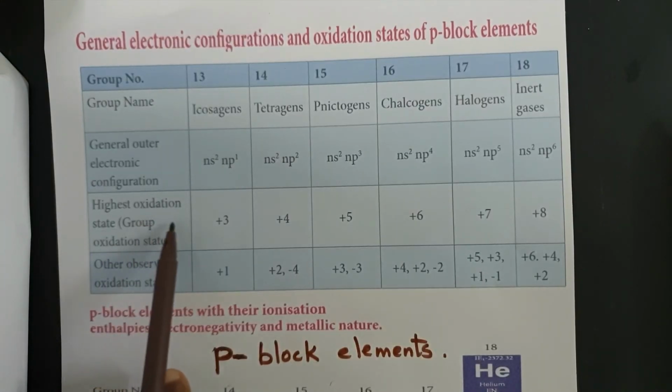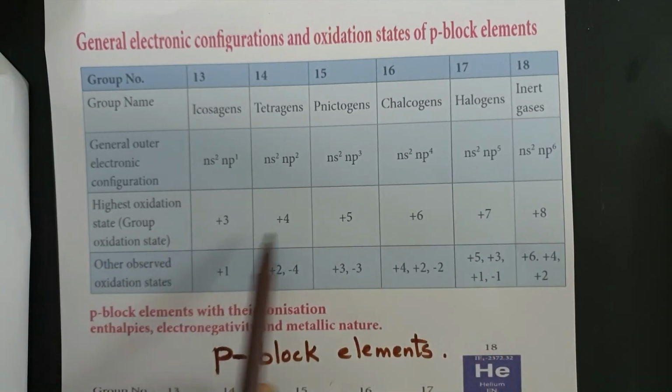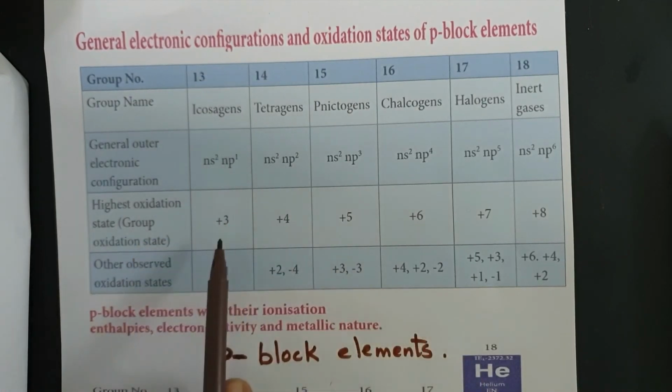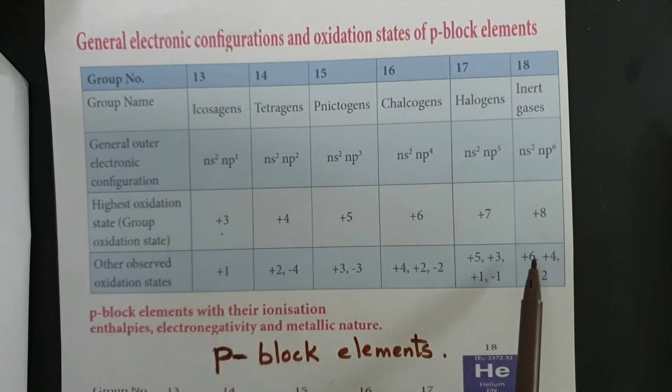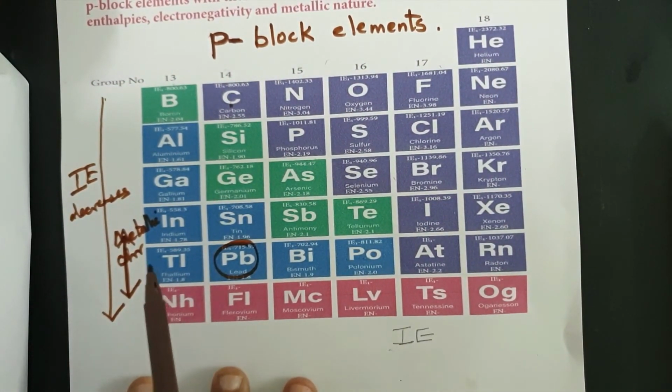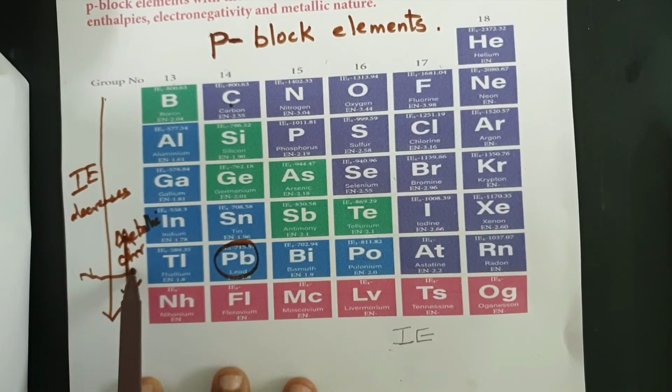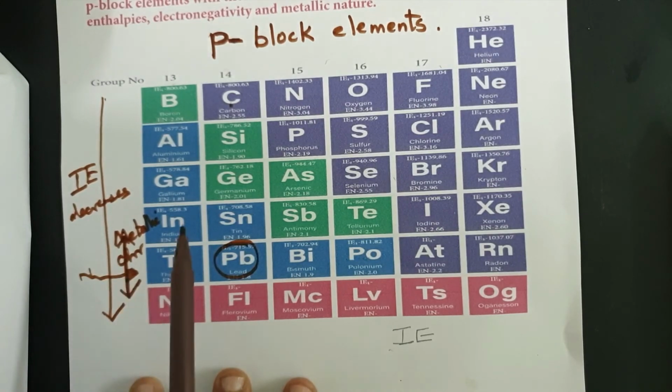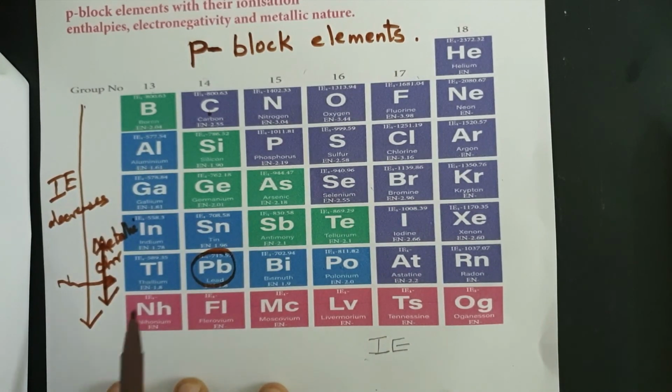The various oxidation states of these groups are represented here for you. For the 13th group, you have +3 oxidation state. For the 18th group, the oxidation state is +8. The other observed oxidation states are also given to you here. Now when we look at this, you can remember the most stable oxidation state will be 2 less than the valency of the group due to the inert pair effect.